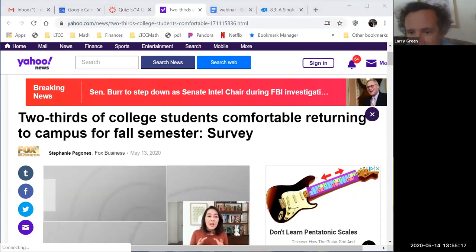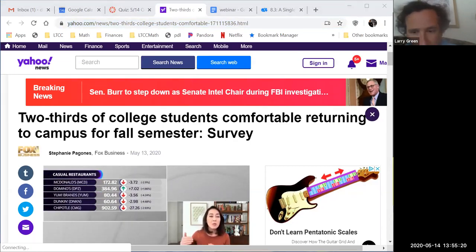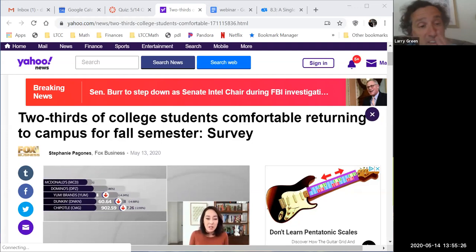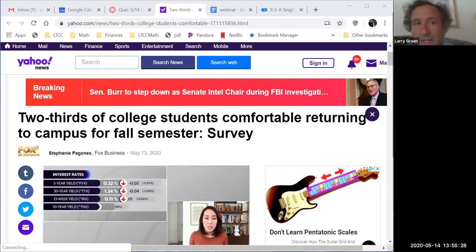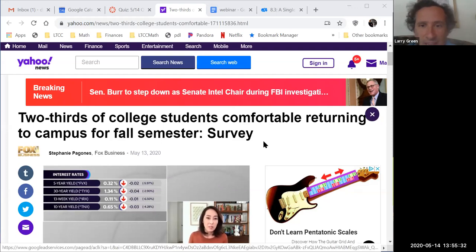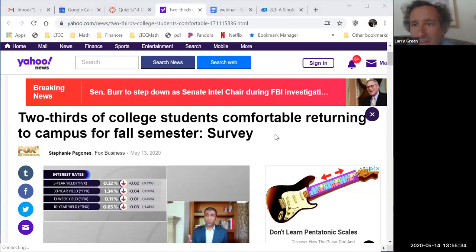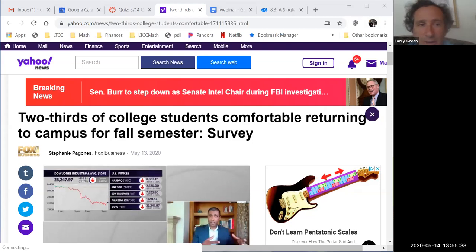I'm going to put this in the chat box so you have the URL to it, because you're going to need it. Make sure that you copy and paste this onto your browser and get a tab and look at this. And what this article says is two-thirds of college students comfortable returning to campus for fall semester.